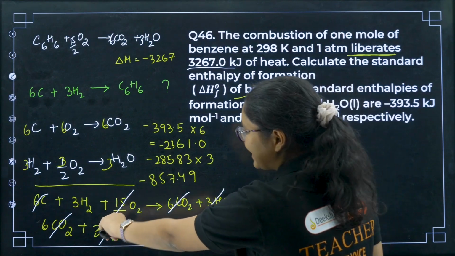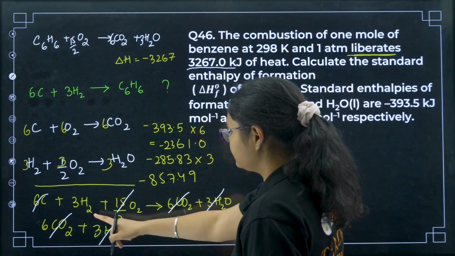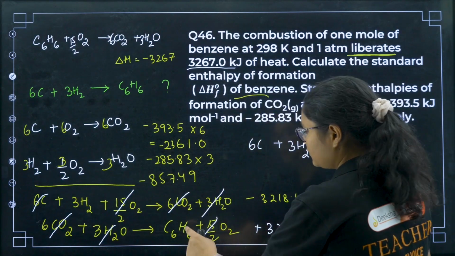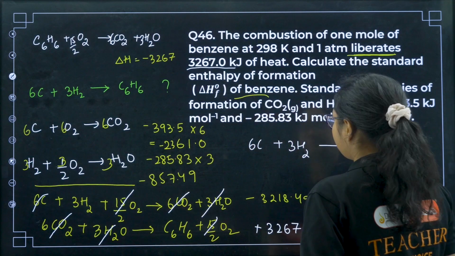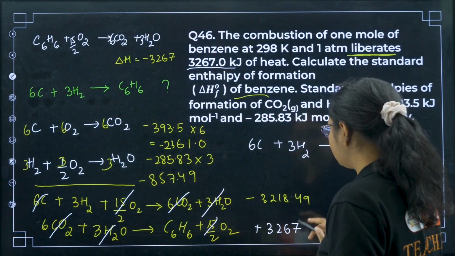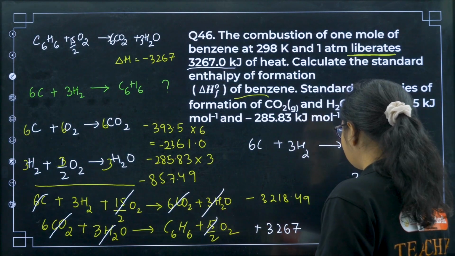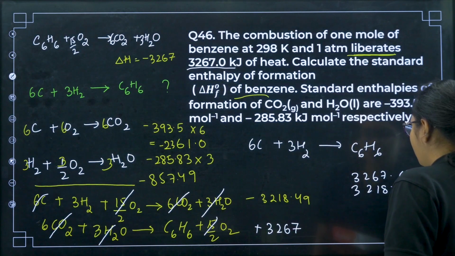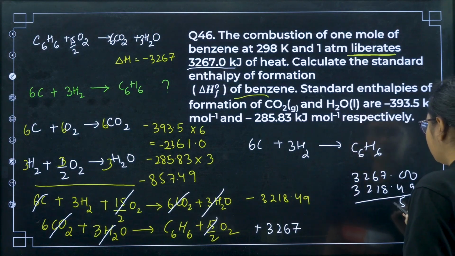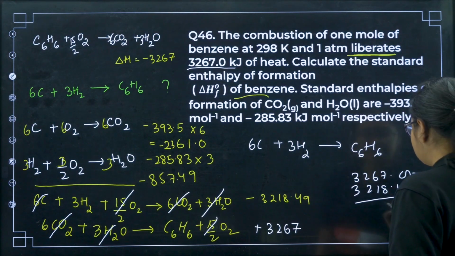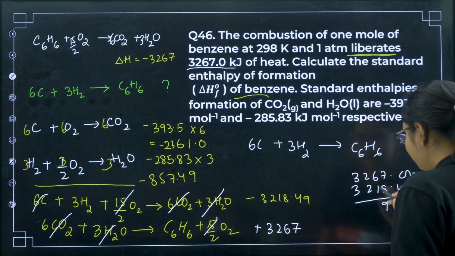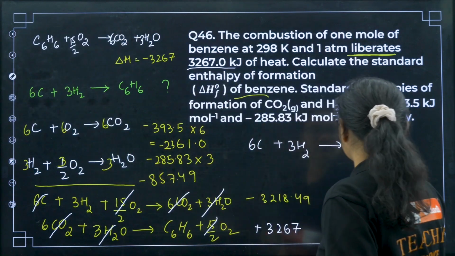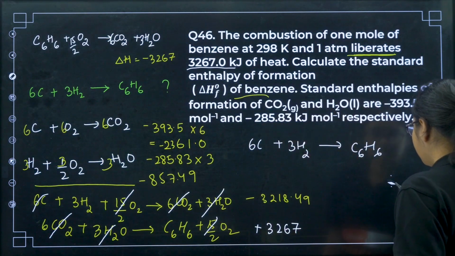Now you see, if I add these two reactions, what I am getting here is 6C plus 3H2 gives me C6H6. Okay, balanced reaction. Now you also have to add these two values, so I can just subtract this one, 3267.00 and 3218.49. So 10 minus 9 is 1, 9 minus 4 is 5, 17 minus 8 is 9, 5 minus 1 is 4, so I'll get 49.51. Plus 49.51 will be the answer for this question.